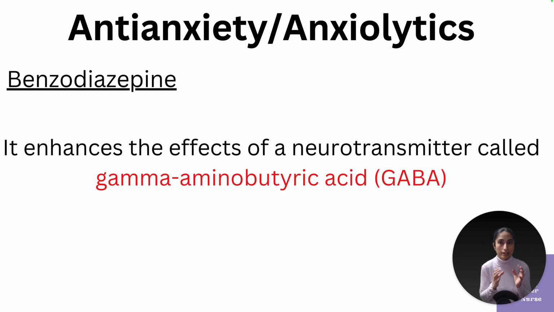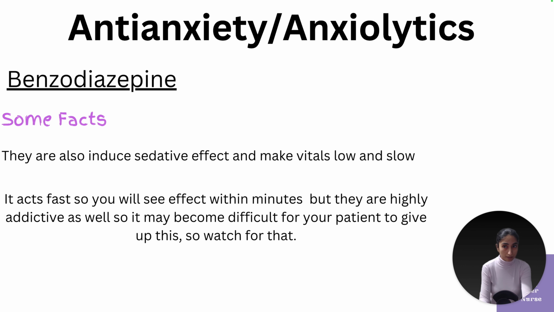Okay, so benzodiazepine drugs enhance the effect of one of our neurotransmitters, that's GABA, also known as gamma-aminobutyric acid. So benzodiazepine enhances the effect of GABA. What happens when the GABA neurotransmitter increases in our body? It produces a calming effect. That's why we use it as an anti-anxiety drug, because it calms down our body. Okay, so that's the mode of action of benzodiazepine.